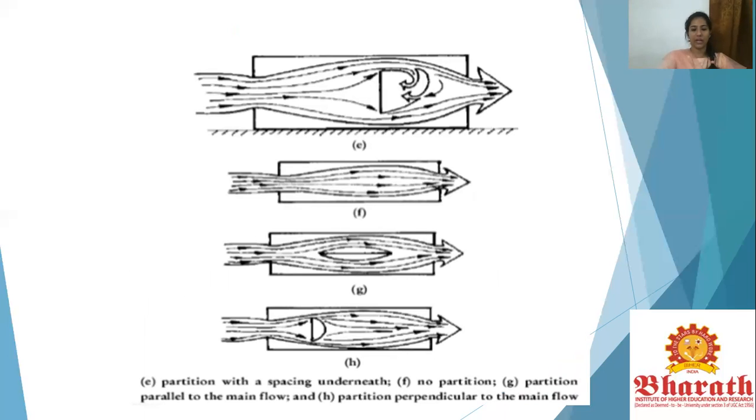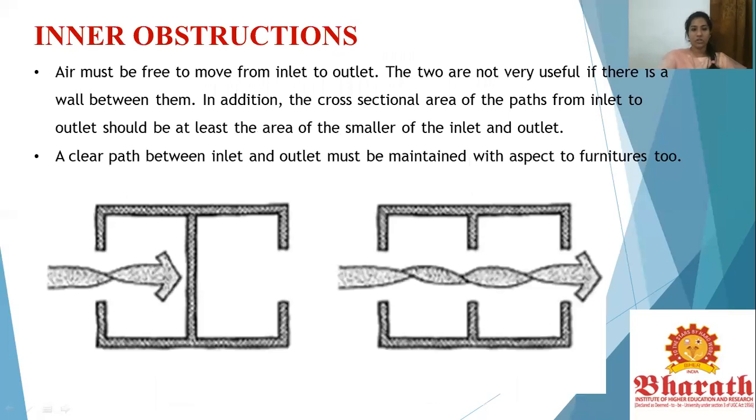Looking at these subcategories in plan, it's talking about how the movement of air is deflected in different ways if there are interior walls or partition walls. You could see in the third image how the wall is directed towards the wind flow, and how the wind shadow would be affected in other subcategories. Talking about inner obstruction, the air must be free to move from the inlet to the outlet. The two are not very useful if there is a wall between them. The movement of air would be clear only if the flow is undeterred and undisturbed.